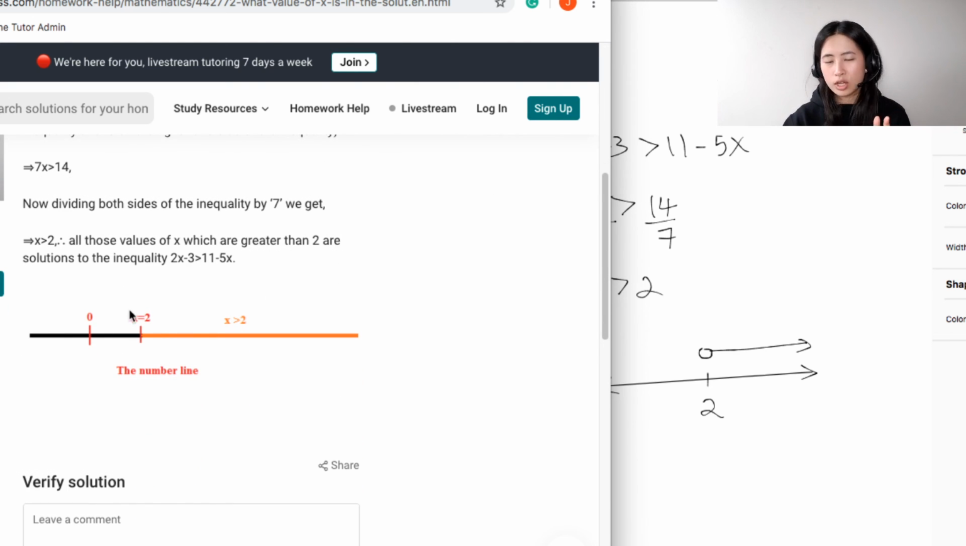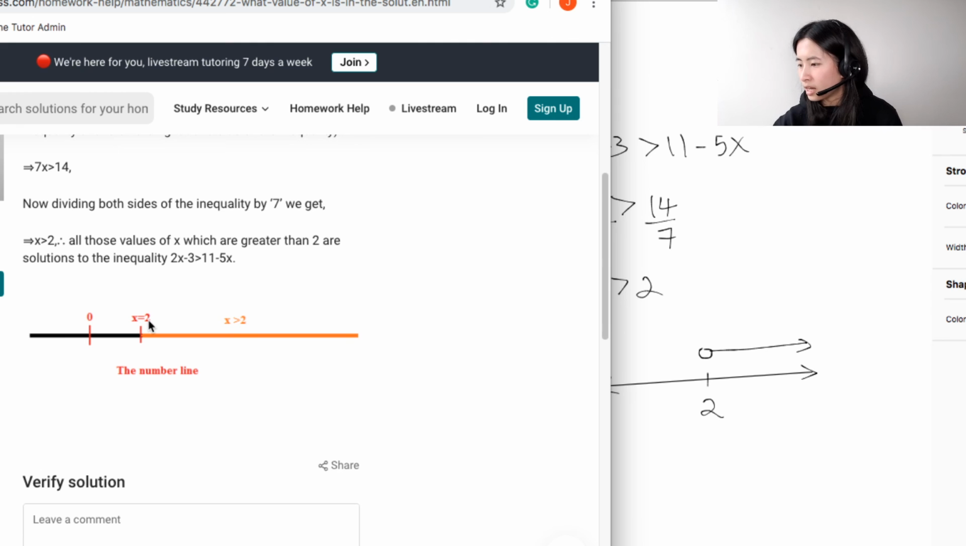So I know in this figure they didn't really show if 2 was included or not, but I think it's really important for us to make it a habit to include or not include the x value. Hopefully that makes sense.